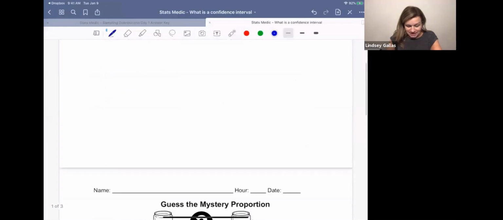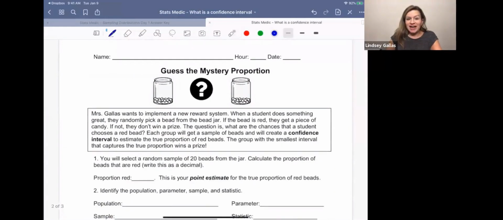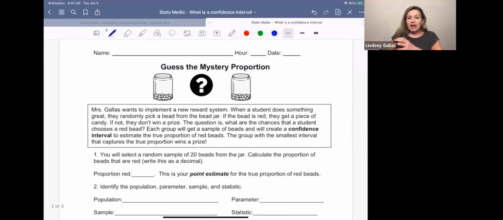So our context today, we're talking about this jar that I have in my classroom. In this jar, I have red beads and black beads, East Kentwood colors. And when a student does something great, they get to pick a bead from the jar. Now, if the bead is red, they get a piece of candy. If it is not red, so if it's black, then they do not get a piece of candy. What my students want to know is, what are the chances that a student chooses a red bead? Or in other words, what proportion of the beads in the jar are red?